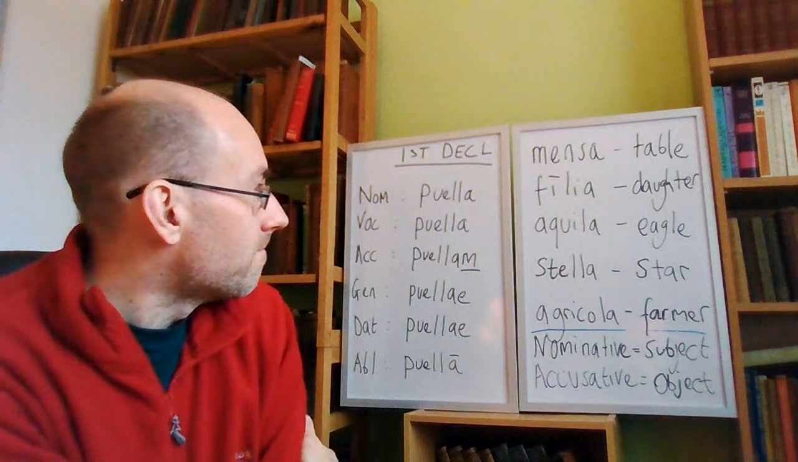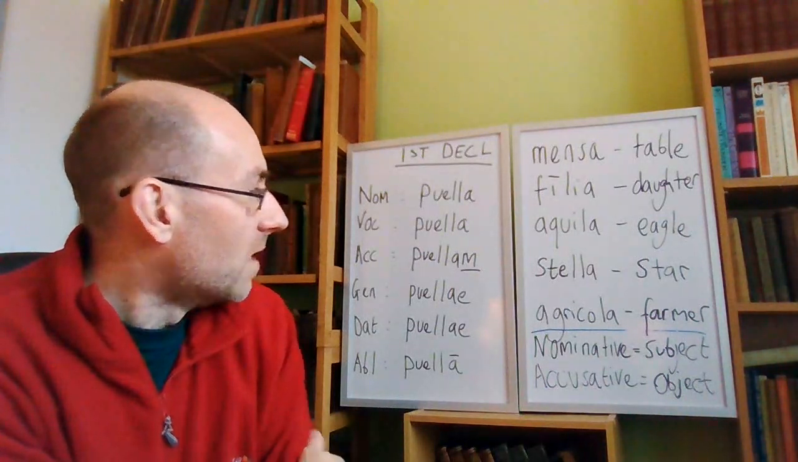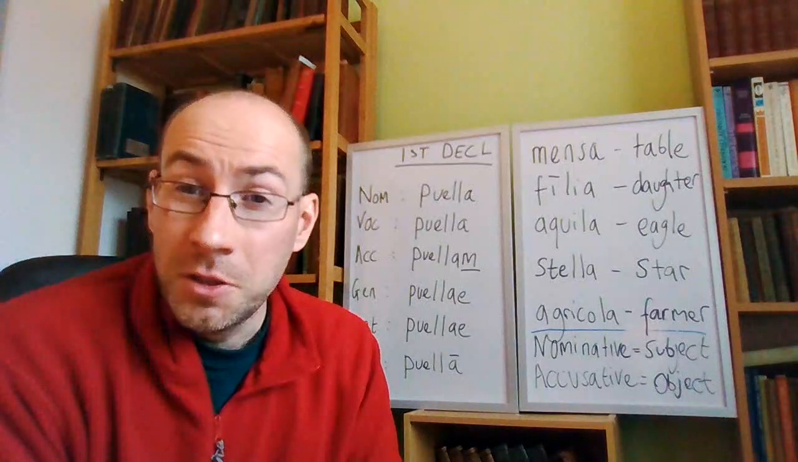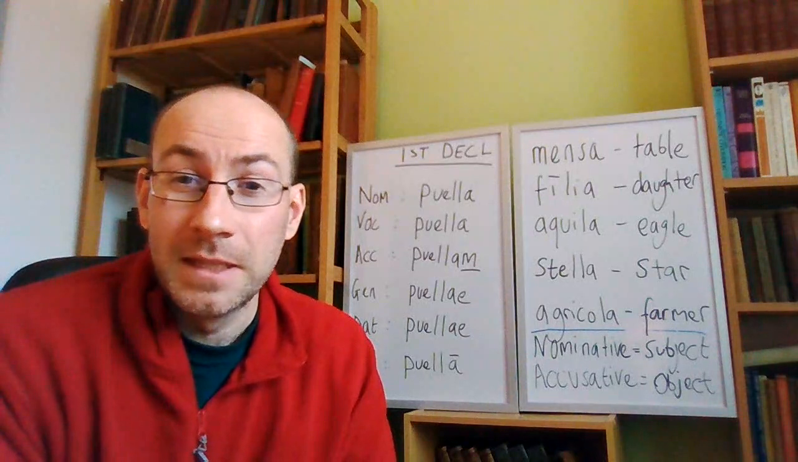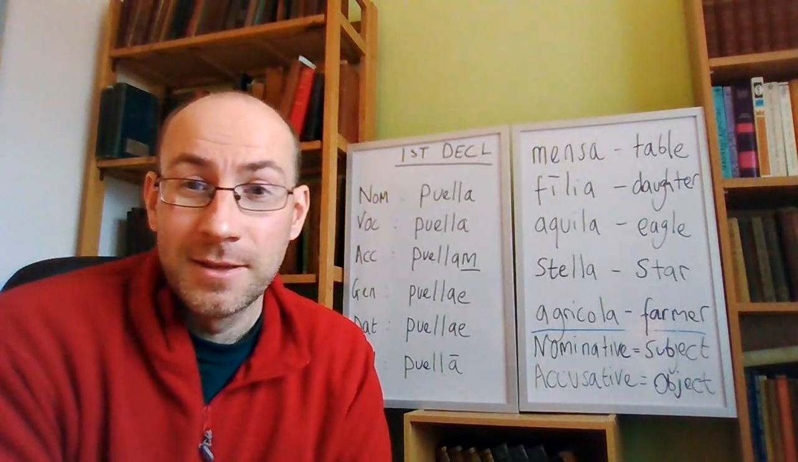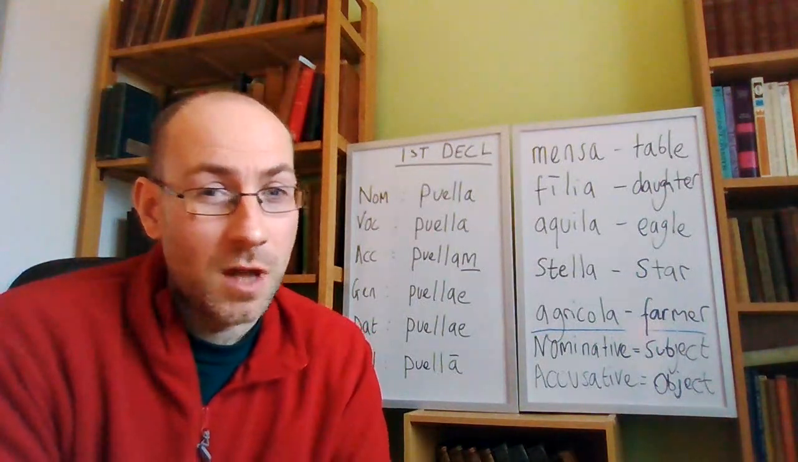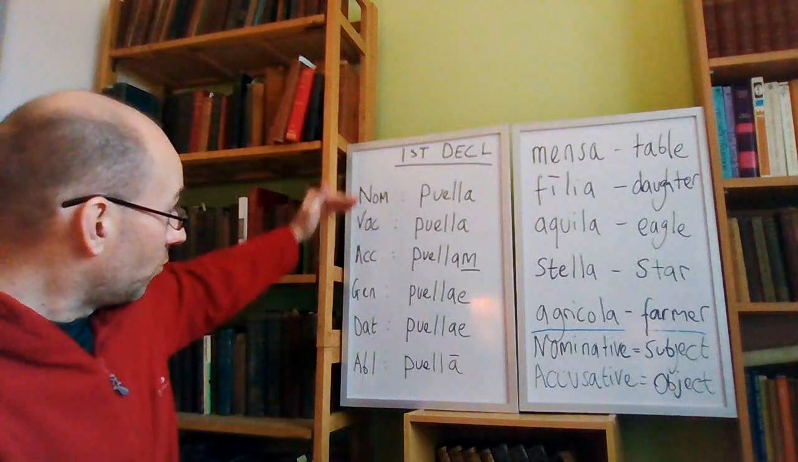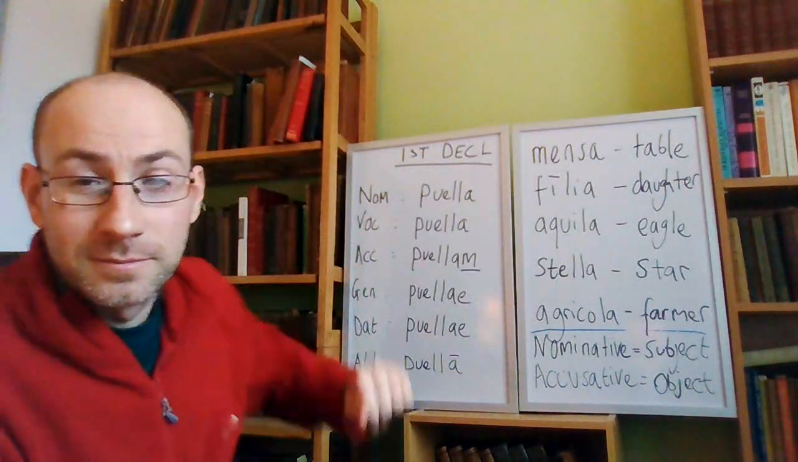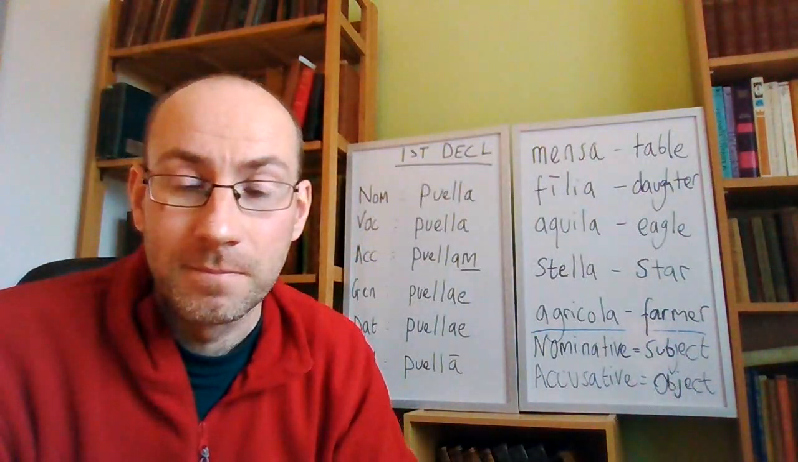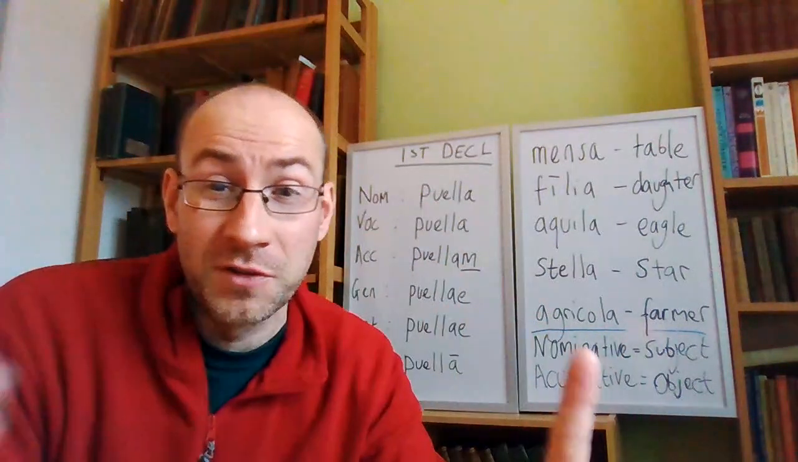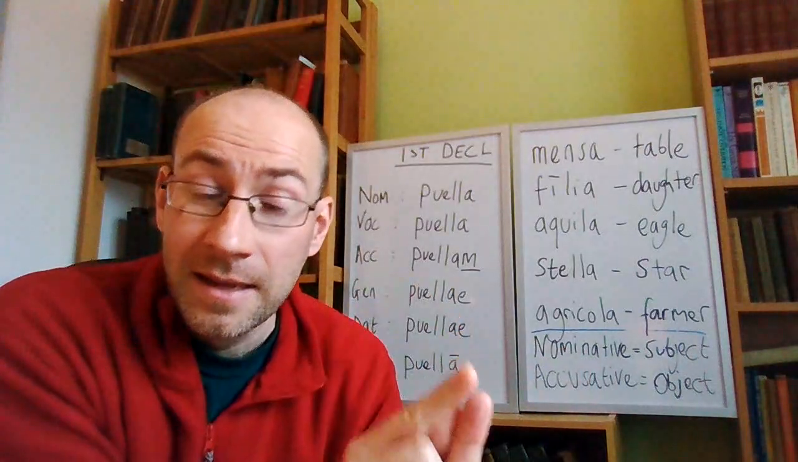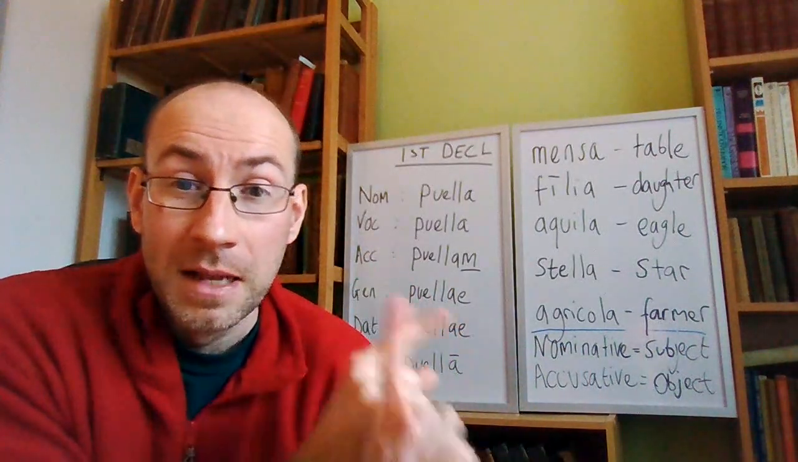I buy a new table. Give me the word table in its correct form. Is it doing the action? No. Can't be nominative. So we go down to accusative. Mensam. Wherever that word features in the sentence, it doesn't matter, because it's clear that it's the object from the ending. Mensam. Last one.